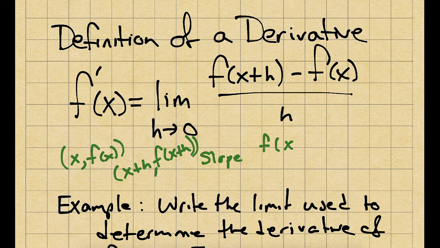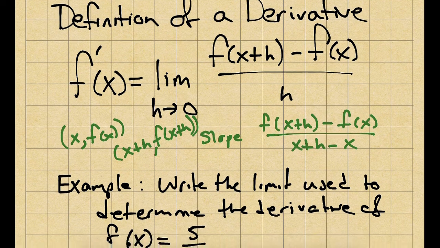f of x plus h minus f of x, divided by x plus h minus x, like y2 minus y1 over x2 minus x1. Now if we make h get closer and closer to 0, essentially we take those two points, the first one and the second one, and we squeeze them together. By squeezing those points together, we end up generating what is known as the instantaneous rate of change. This is using the definition of a derivative.